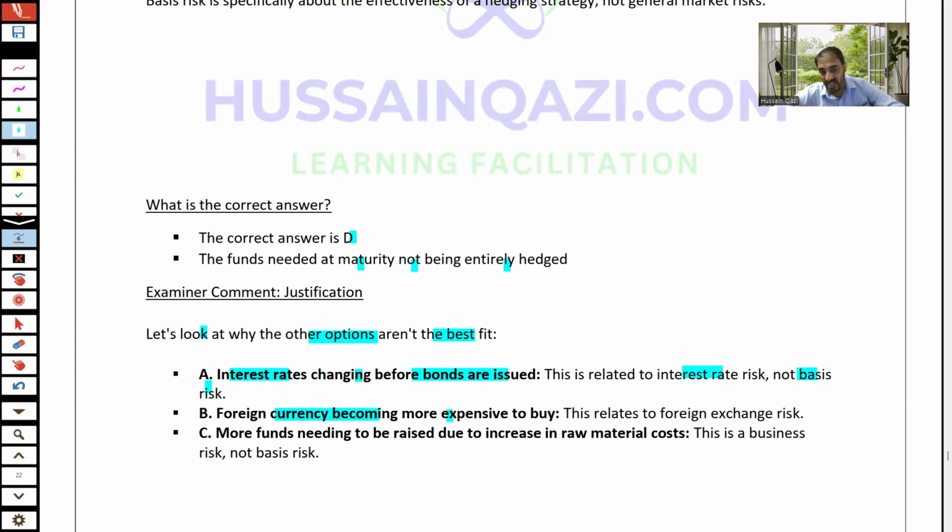Foreign currency becoming more expensive to buy. This is about foreign exchange risk. More funds needing to be raised due to an increase in raw material cost. This is business risk, not the basis risk.